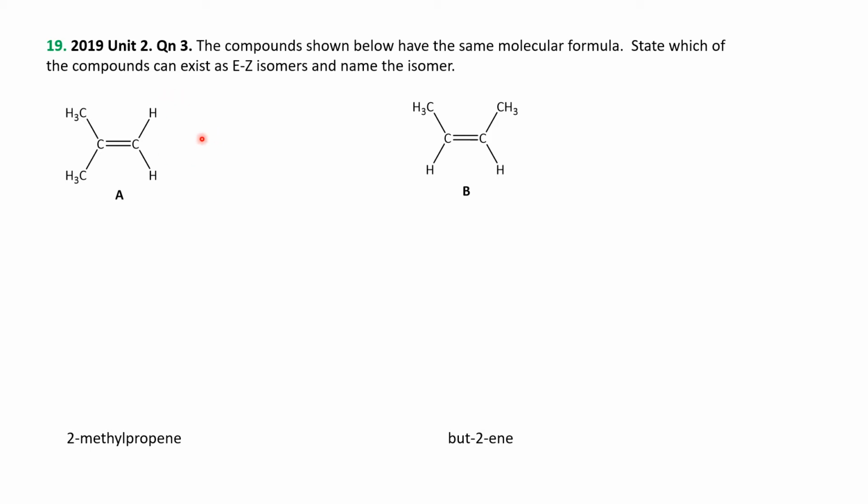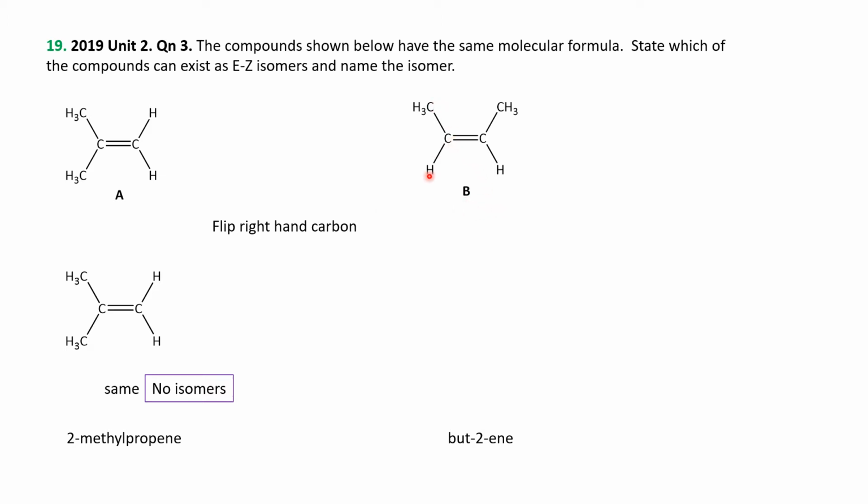Anyway, a quick way to check is always just to try flipping the right-hand carbon. We look at this, it is the same. Okay, we flip the right-hand carbon, but we still have two hydrogens there, and therefore no isomers are possible for 2-methylpropene.